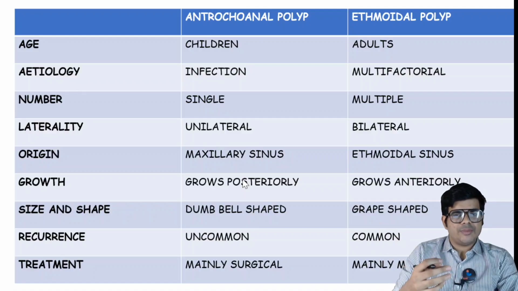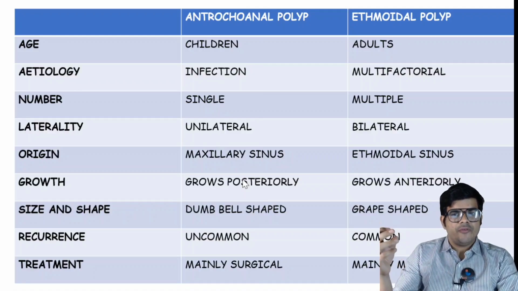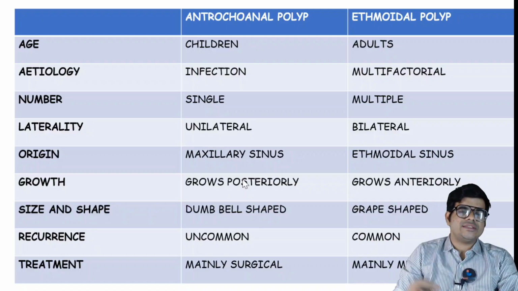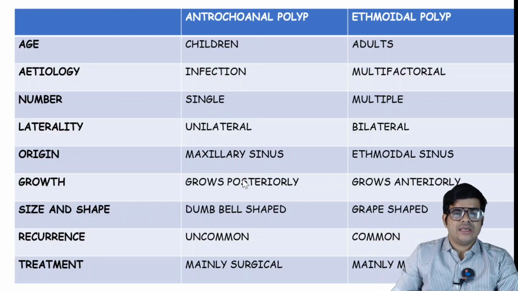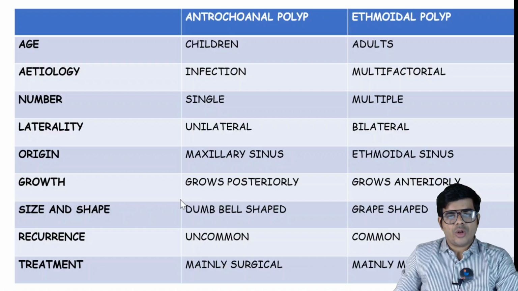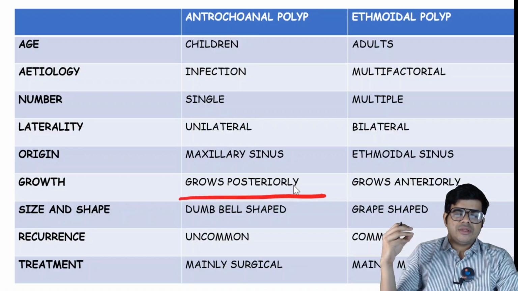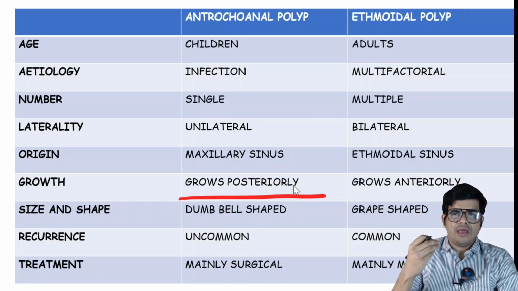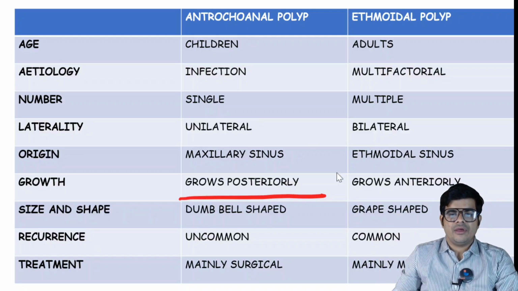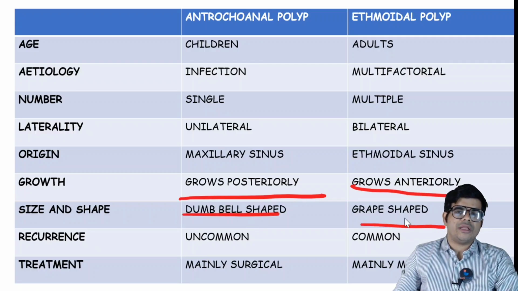Laterality, it is unilateral in AC polyp because it is infection which is causing the same, whereas ethmoidal polyp is usually bilateral because it is multifactorial. There are various causes of ethmoidal polyp to occur, and origin is from the maxillary sinus. Here it is from the ethmoidal sinus, and this is very important. Okay, the antrochoanal polyp is growing posteriorly. That is why there is an antral, nasal, and choanal part, and the choanal part is seen behind the uvula. It is growing posteriorly, whereas ethmoidal polyp grows anteriorly. Here it is dumbbell shaped, whereas it is grape shaped in ethmoidal polyp.